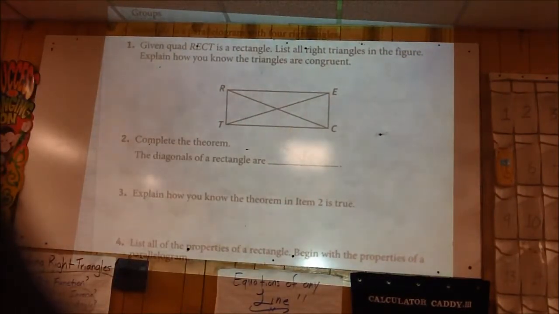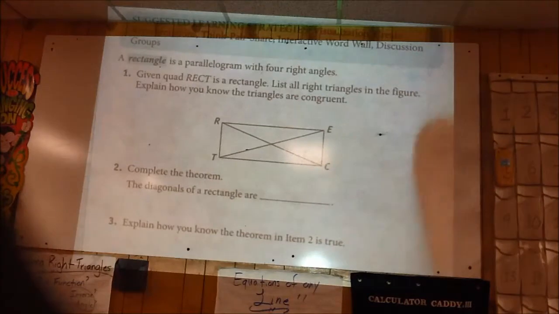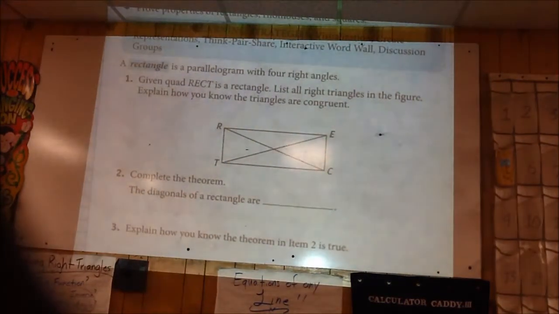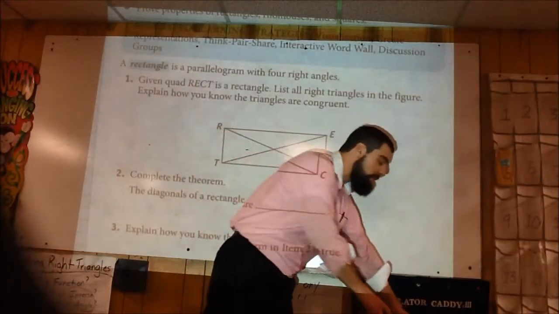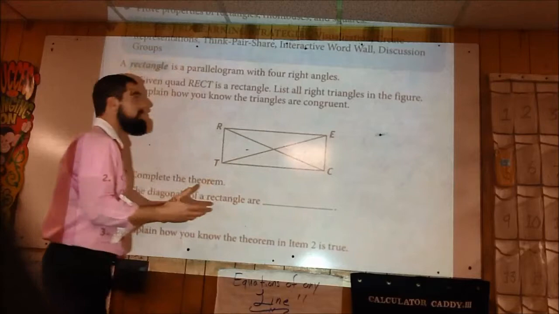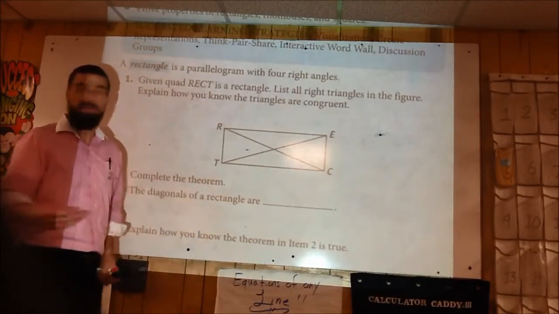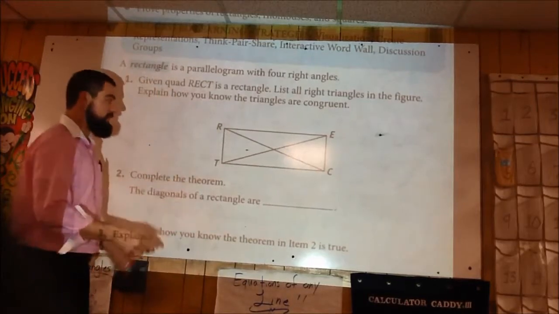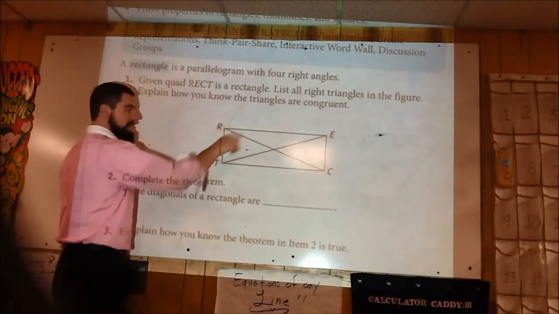So we're on page 216. It starts off by giving us a definition of rectangle. It says a rectangle is a parallelogram with four right angles. Another way we could word that is it's a parallelogram with four congruent angles. So we know that angle T is congruent to angle R, so on and so forth. But you have to use it through that process.